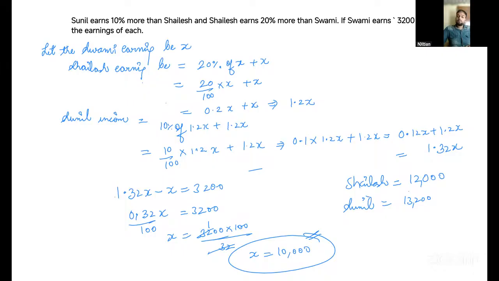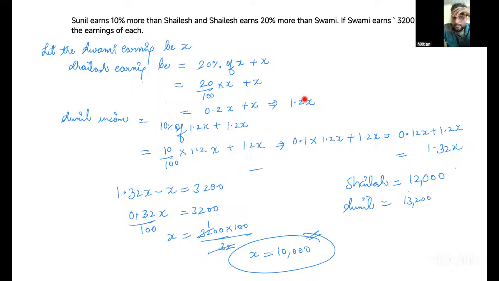Okay, now everyone please pay attention. Everyone, please see the board. Now listen guys. Let Swami's income be X, which I don't know. It is written that Shailesh's income is 20% more than Swami's. It means 20% of X plus X, because it is 20% more than Swami's income, and we took Swami's income as X. So 20% can be written as 20 upon 100 multiplied by X. So it will become 0.2X plus X, which is 1.2X.